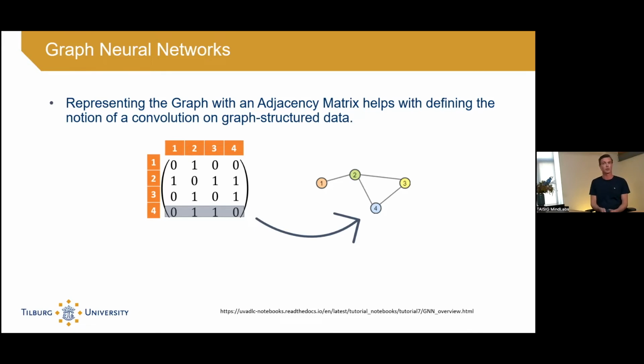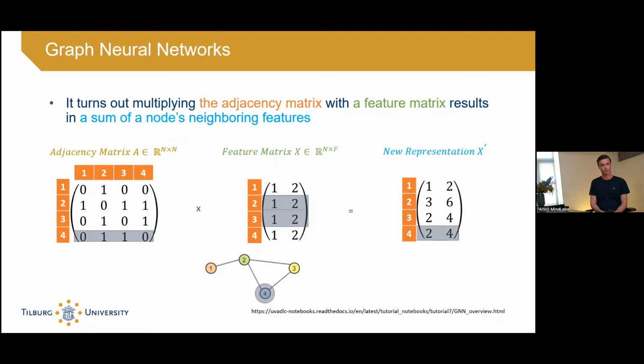Okay, so now we have this representation of the graph. What can we do then? Well, it turns out that if you multiply that adjacency matrix with a feature matrix, and these features are just pieces of information about a node, so that could be the number of friends you have in a social network, or your account age, you actually get a new representation that is just the sum of the neighboring features. So, okay, what can we do with that information?